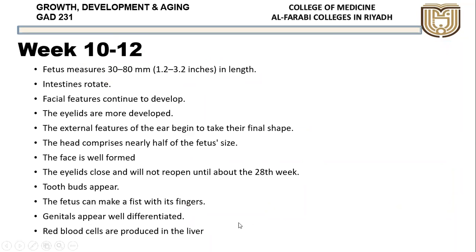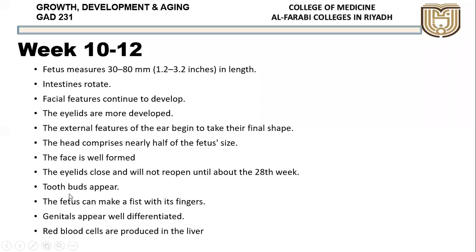Okay, so whenever we talk about any period of time, like 28 weeks, we start from the zero period, that is the time of fertilization, from fertilization up to the 28th week. So at this 10 to 12 weeks, the eye will close and it will not open until the 28th week. Okay, then also in the mouth, the tooth buds start to form. Still there are no teeth, but the tooth bud starts appearing.